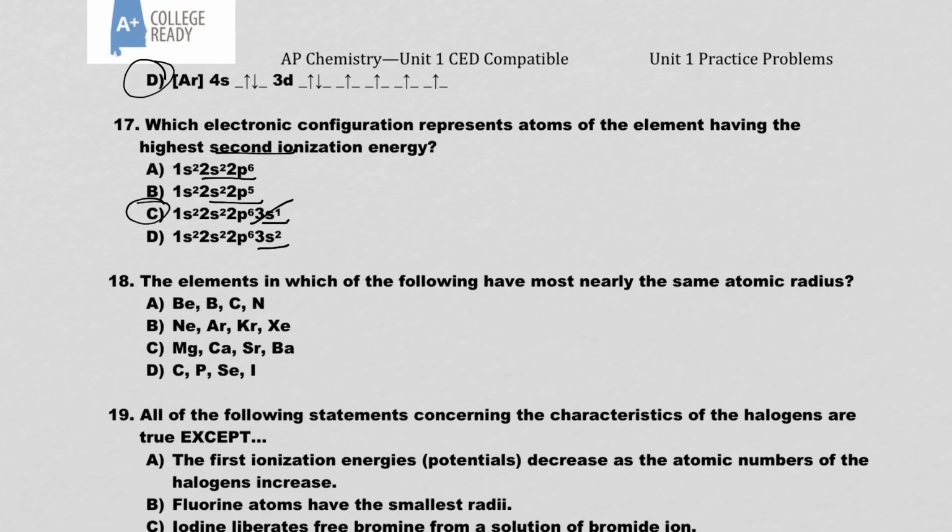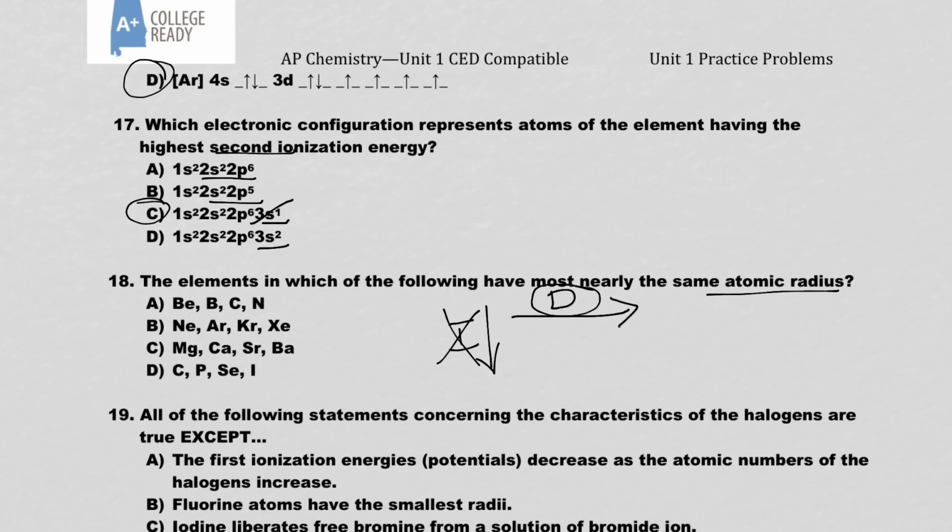Number 18, the elements in which of the following have most nearly the same atomic radius. All right, well, this is helpful when you know your trends. Remember, we said as we go across the periodic table, size decreases, and as we go down a group, size increases. So when we're looking for most nearly the same atomic radius, because when we go down a group, you end up with a whole new energy level of electrons, we're not looking for a group trend. It's going to have to be elements that are in the same period. So let's see what we have to work with here.